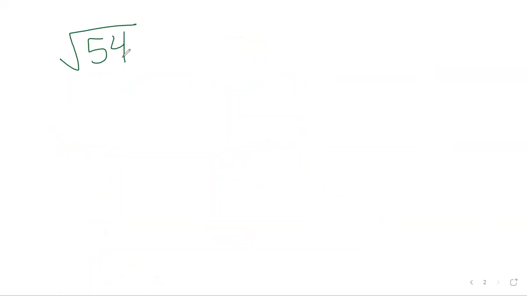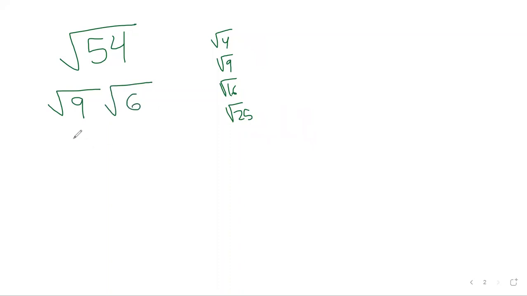Again, pause the video if you need to. Find the biggest perfect square that goes into 54. These are the numbers we're choosing from. The biggest one that goes in here would be 9. 9 goes into 54. We can separate this into root 9 times root 6, and we end up with 3 root 6. That would be the simplified version of root 54.